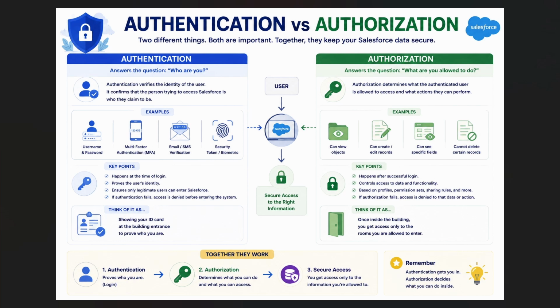Now let's talk about authorization. Authorization answers a different question. Now that I know who you are, what are you allowed to do? For example, Salesforce knows that Rahul is a sales user. Now, Salesforce needs to determine, can Rahul create opportunities? Can Rahul edit opportunities? Can he delete opportunities? Can he see other people's opportunities? Those are authorization questions. So, remember, authentication is who are you, and authorization is what are you allowed to do. This distinction will become extremely important throughout our security section.